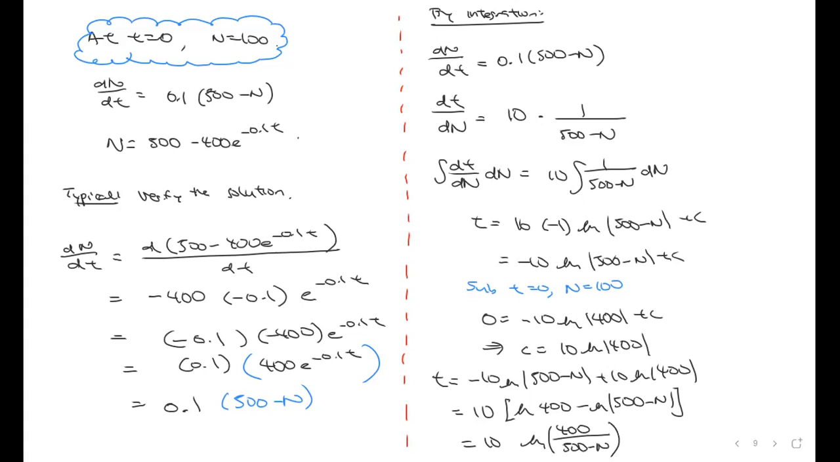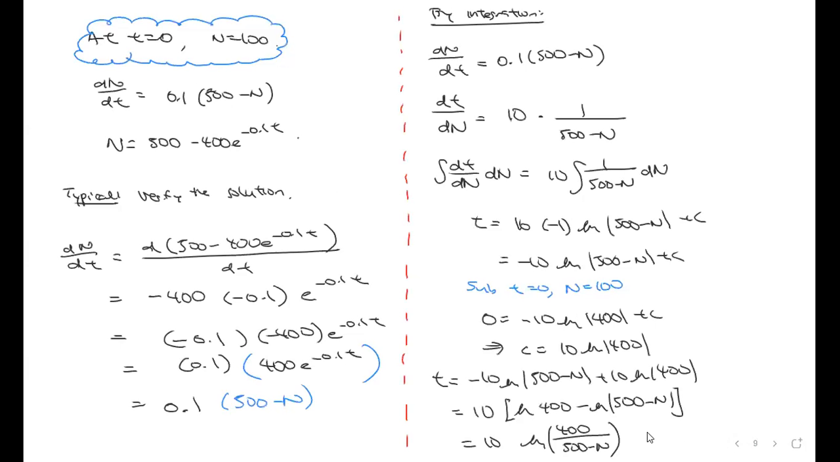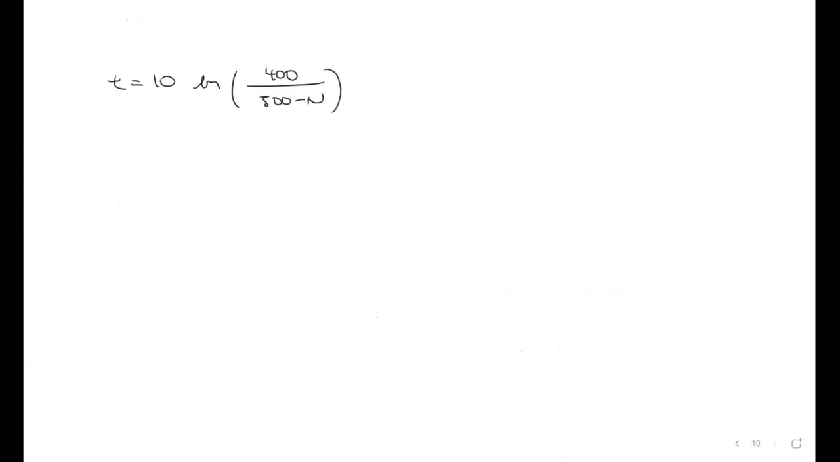So now we've got t as a function of n, but that's not what they wanted, right? They wanted n as a function of t. So what you do now is you basically make n the subject. So t must equal 10 log 400 over 500 minus n. Just double checking that's correct. Good. So we just go, okay, so t over 10 must equal log 400 over 500 minus n. Take the exponential of both sides.